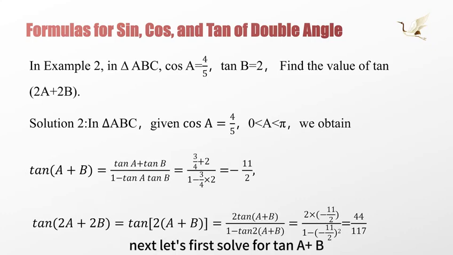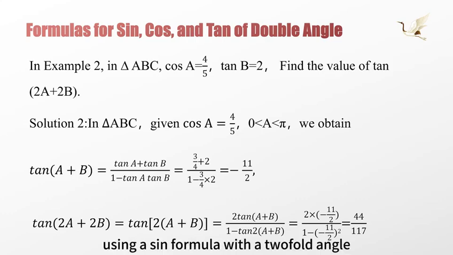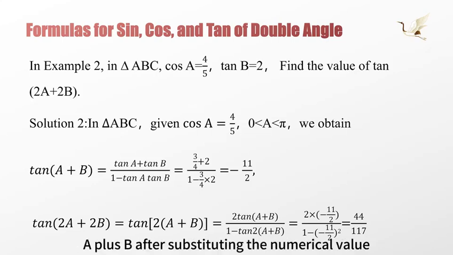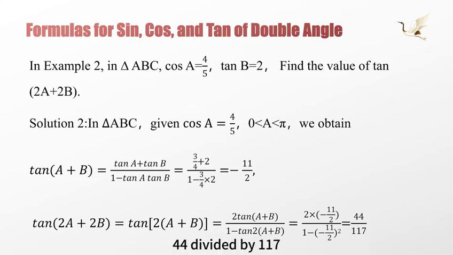Next, let's first solve for tangent of A plus B. Using the tangent formula of the sum of two angles, tangent of A plus B is equal to tangent A plus tangent B divided by 1 minus tangent A multiplied by tangent B. After substituting the numerical values, it equals -11/2. So tangent of 2A plus 2B, using the tangent formula of the double angle, is twice tangent of A plus B divided by 1 minus the square of tangent of A plus B. After substituting the numerical value, 44/117 is obtained.